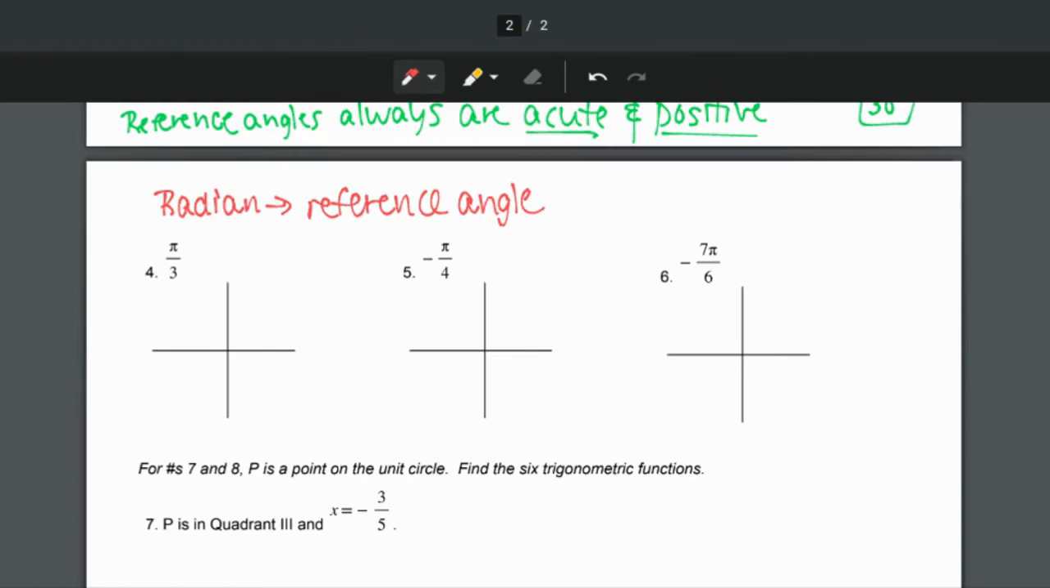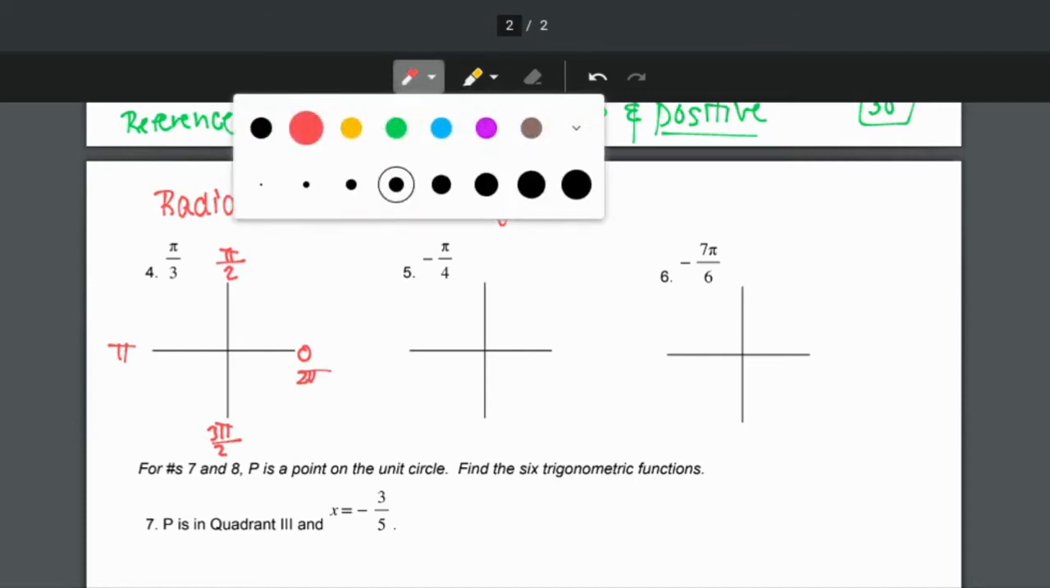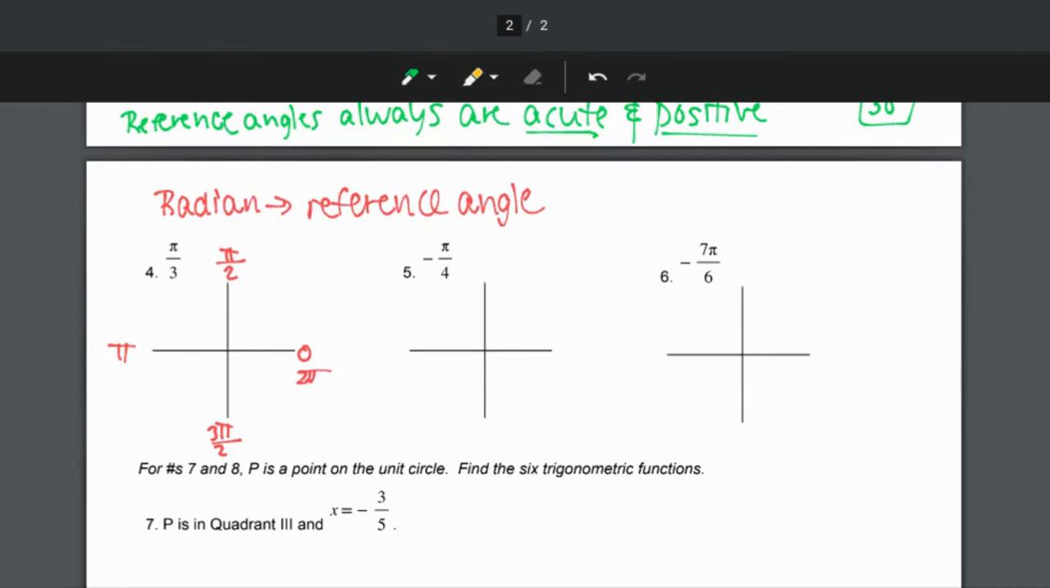For numbers 4, 5, and 6, we're going to look at the reference angle for an angle measured in radians. So as you'll recall, every 90 degrees is pi over 2. So this would be pi over 2, pi, 3 pi over 2, and back to 2 pi if you go in a positive direction. So pi over 3 would be in the first quadrant, and that is equivalent to 60 degrees.